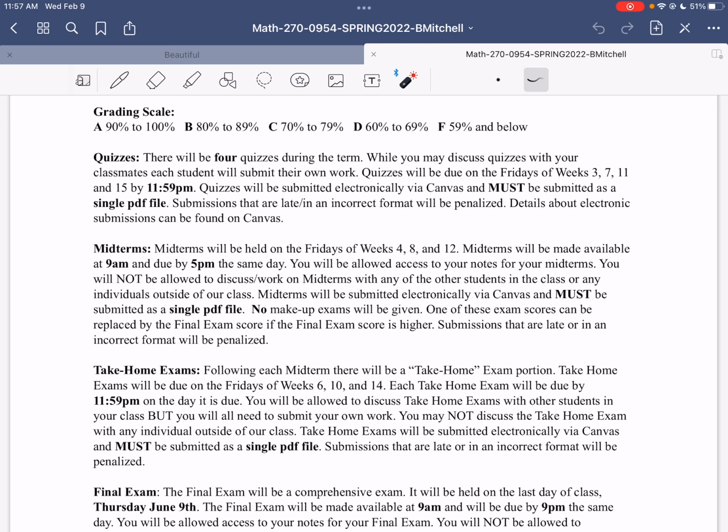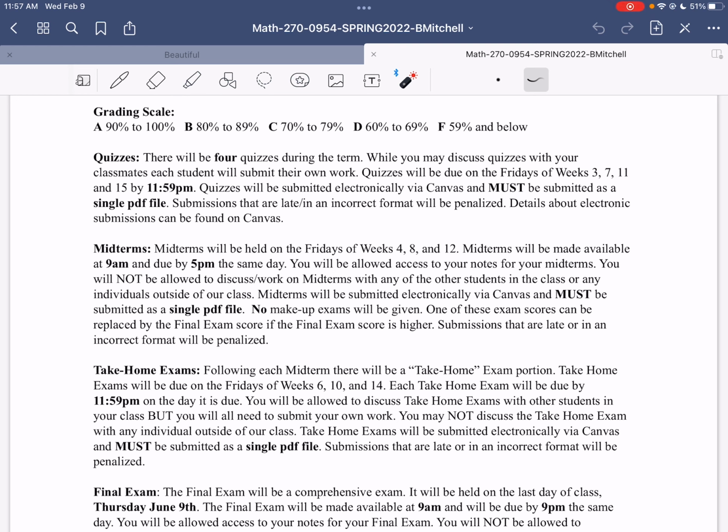The take-home exams, their due dates are already known in advance. They're the Fridays of weeks 6, 10, and 14. So you'll notice they always occur 2 weeks after. They're due 2 weeks after their corresponding midterm. Each take-home exam, just like a quiz, is due by 11:59 p.m. So it's due at the end of that night.